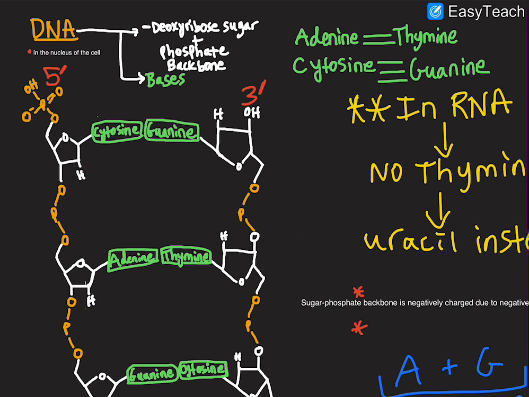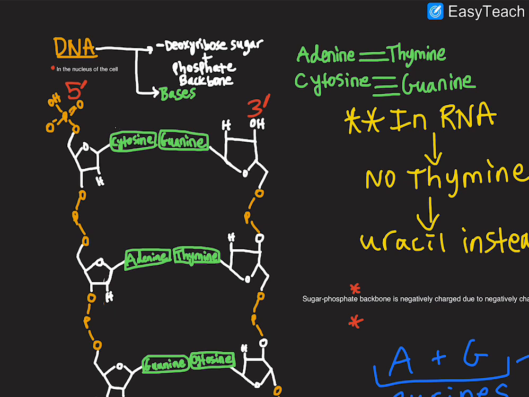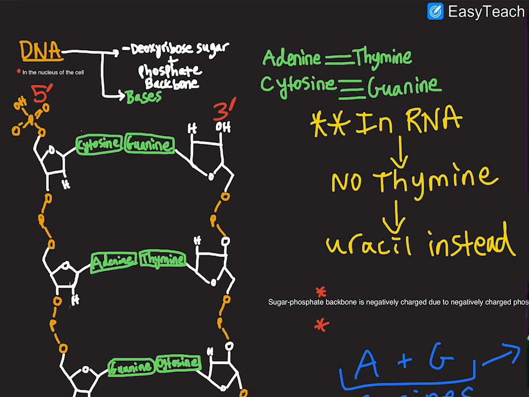Speaking of RNA, we should remember that in RNA, we do not have thymine as a nitrogenous base. Instead, we have uracil, okay? So that's good to keep in mind.